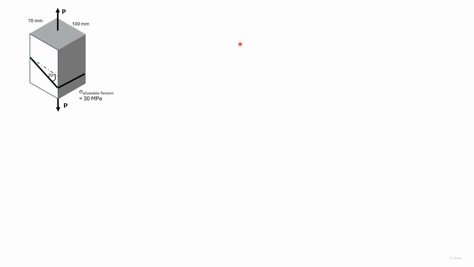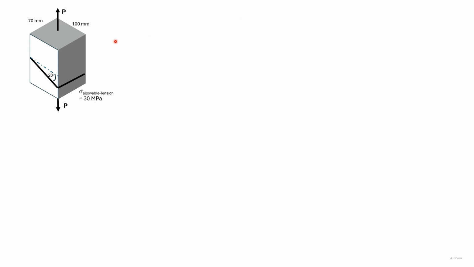Till now, we have dealt with cases where components have been subjected to only normal stress or only shear stress and looked at corresponding examples. Here is an example where the component is subject to both normal and shear stress. So here we have a wooden piece which is glued along this black line. It is subjected to a force P. The dimensions are given and the allowable stress in tension is given.